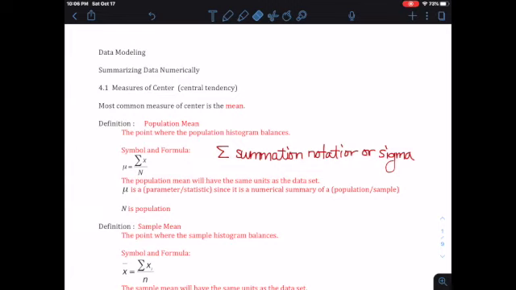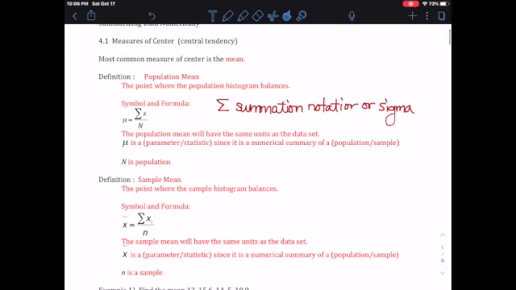The sample mean will have the same units as the data set. That means if the whole bunch of data is in minutes, then the units will also be minutes. If your data set is how many people, then the units will also be people. So x bar is a statistic since it is a numeric summary of a sample. So you have to understand that mu is the parameter, and that's the population. And when you have an x bar, that's the average, a statistic, of a sample.